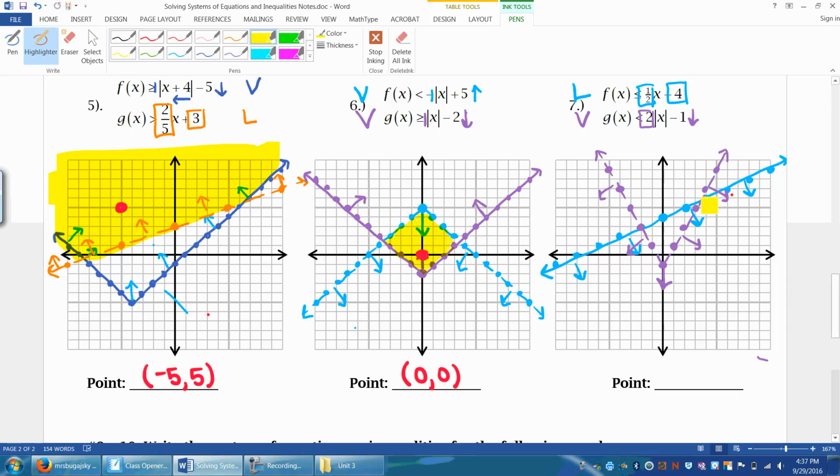So the area that has the overlapping arrows, where both blue and purple arrows are pointing to it, is everything that's below the purple V and also below the blue line. Pick your favorite point. I'm going to use 5, 0. As long as it's in the shaded area, it is a solution.